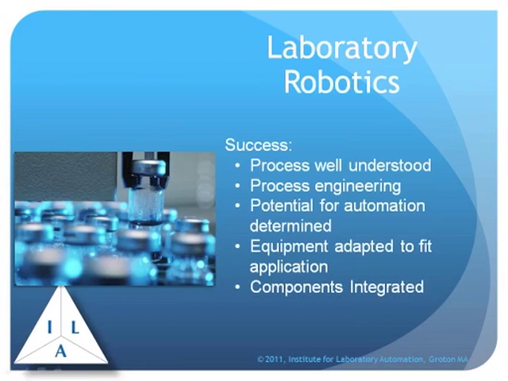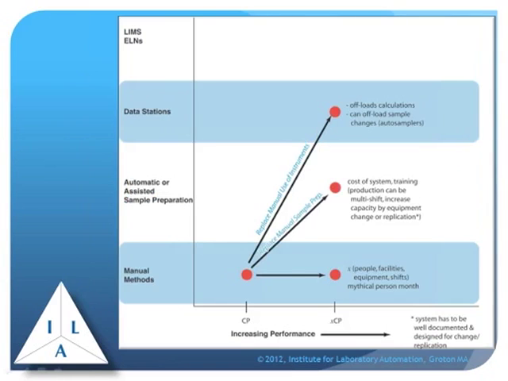Success in robotics is based on really understanding the process, on process engineering, determining whether or not automation is possible, and making sure that the stuff works. The products that we looked at were designed for commercial applications. They had to work together, so everything had to be integrated and work well. The equipment was adapted to fit the applications and the components integrated. That's the kind of approach that we need for successful robotics and successful automated sample preparation.